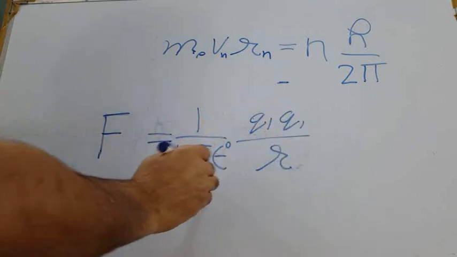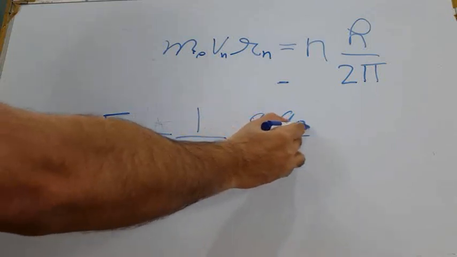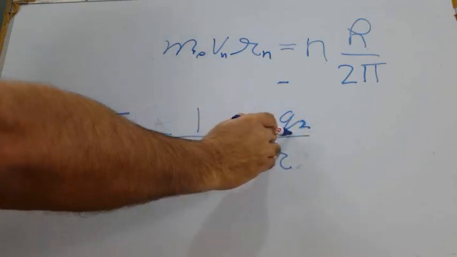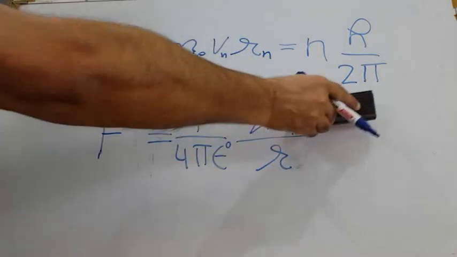Here Q1 is what? The charge on the nucleus. Q2 is what? Q2 is the charge on the electron. We know that the quantity of charge on an electron and a proton is equal, just opposite in sign, meaning positive and negative, but the quantity is equal, and that is equal to the charge of the electron.